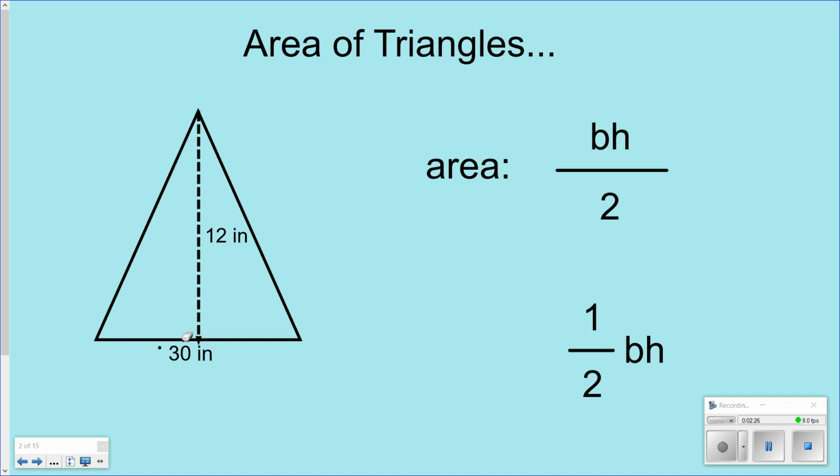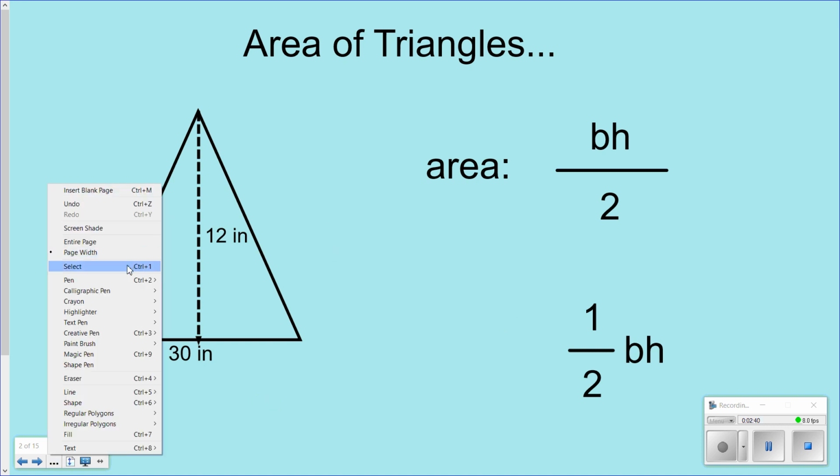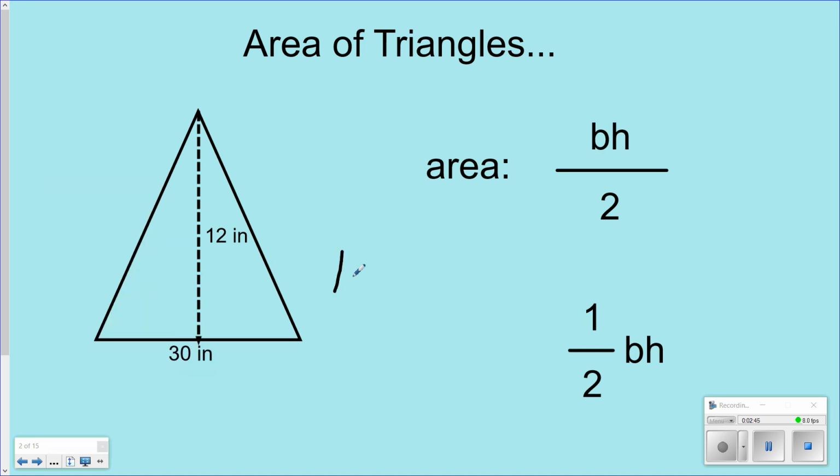Okay, so if I calculate this one correctly, it would be 30 times 12, and then dividing by 2. The answer for here would be 180 inches squared. We always square area all the time, so this would be 180 inches squared for the answer.